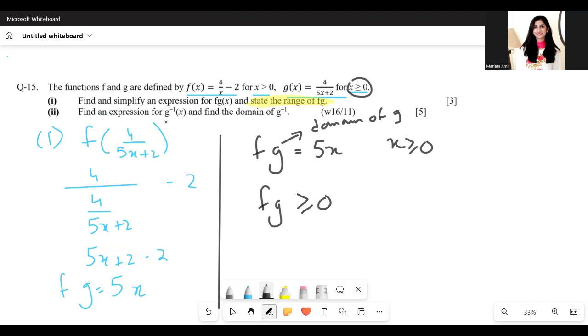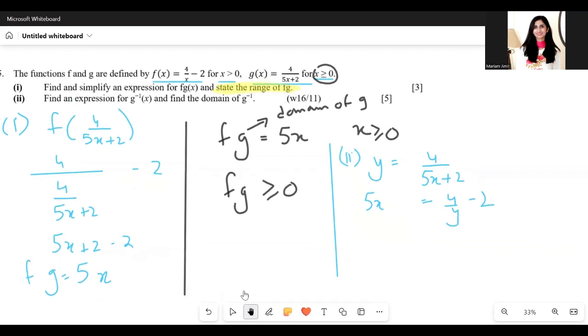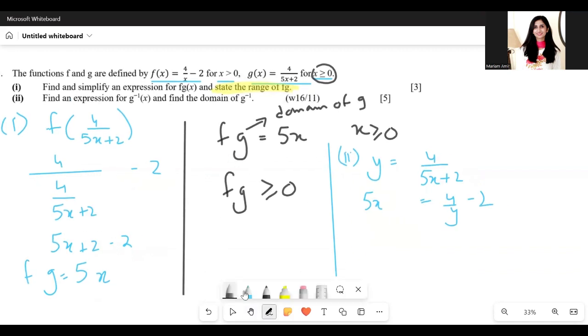Okay. Next part is find an expression for g inverse of x and state the domain of g inverse of x. Okay, let's do that. So first we find g inverse. For that, I'm going to write y equals 4 upon 5x plus 2. Swap the places of 5x plus 2 and y. Make x the subject, so 2 comes over here first, and then 5 divides.